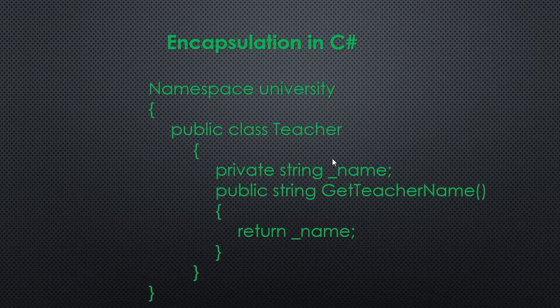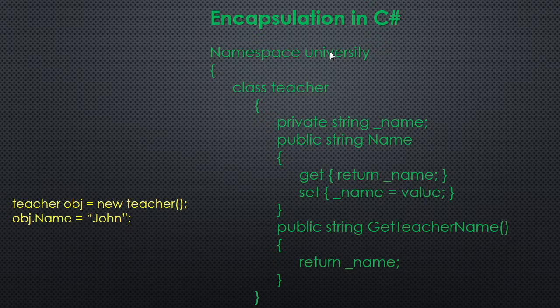Now imagine that I need to somehow access this value. What should I do? Let's look at this example. Again, we have the university and the public class teacher, and we have the private variable name. If I want to access this from outside, I have to create something called a property. A property in C#, or in OOP in general, is the way of giving access to a private variable, but not in a direct way.